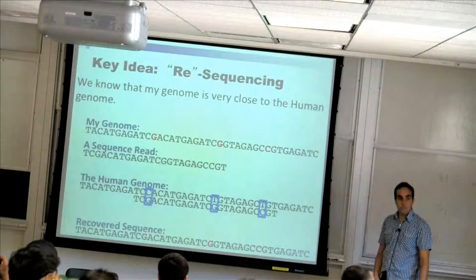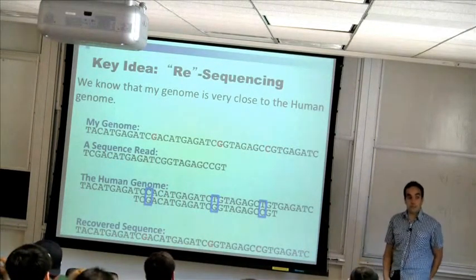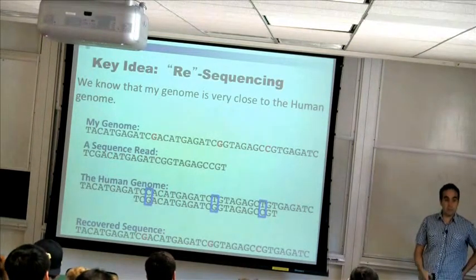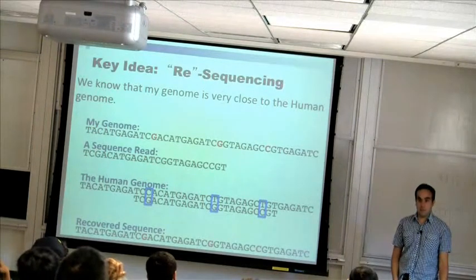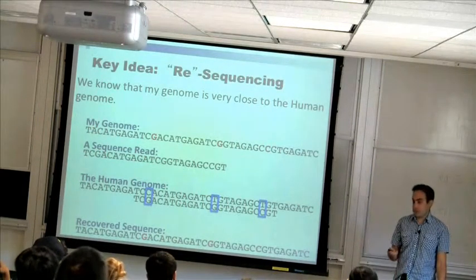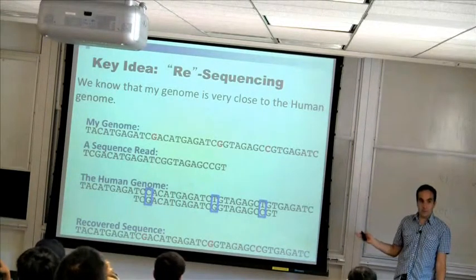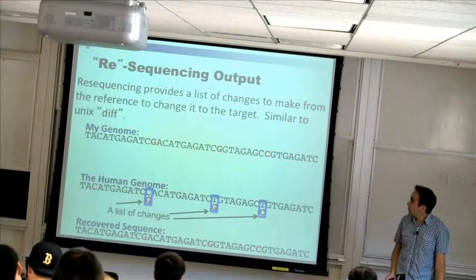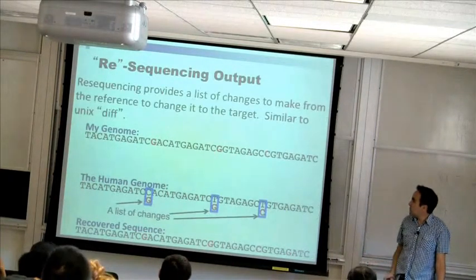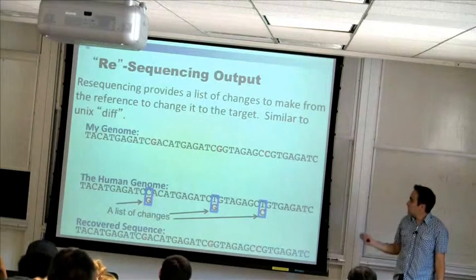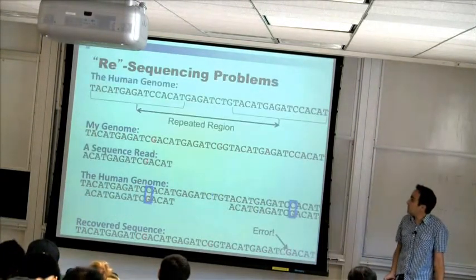Won't that subsequence match on the human genome in several places? Yeah, that's one possible problem. We'll get to limitations of this in a second. That's a great question. It can be ambiguous, but this is the basic idea: this is the list of changes, and it's similar to a diff. Here's actually exactly what you asked.